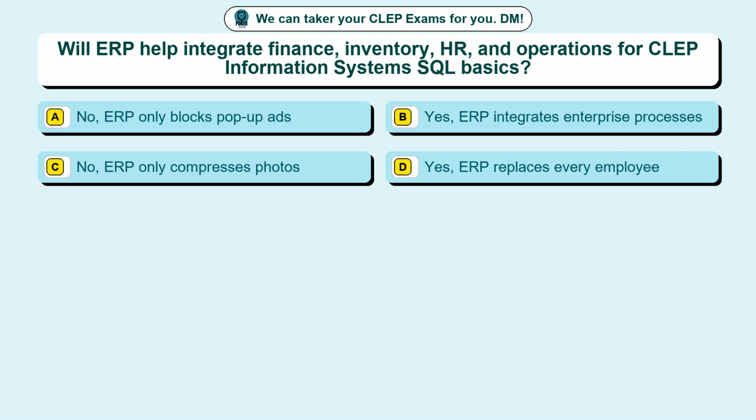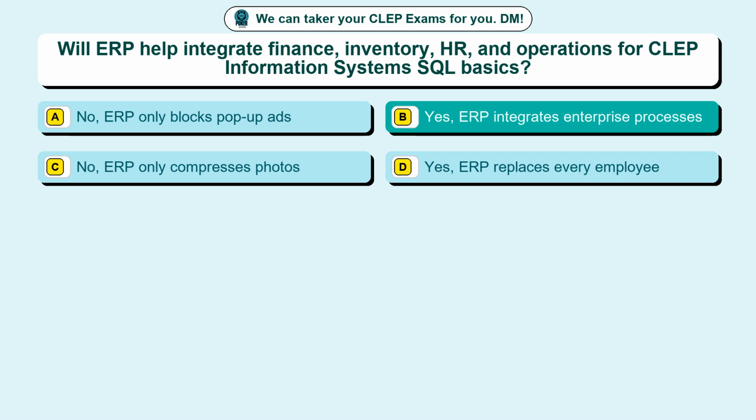Question 14. Will ERP help integrate finance, inventory, HR, and operations for CLEP Information Systems SQL Basics? Option A. No, ERP only blocks pop-up ads. Option B. Yes, ERP integrates enterprise processes. Option C. No, ERP only compresses photos. Option D. Yes, ERP replaces every employee. The correct answer is option B.